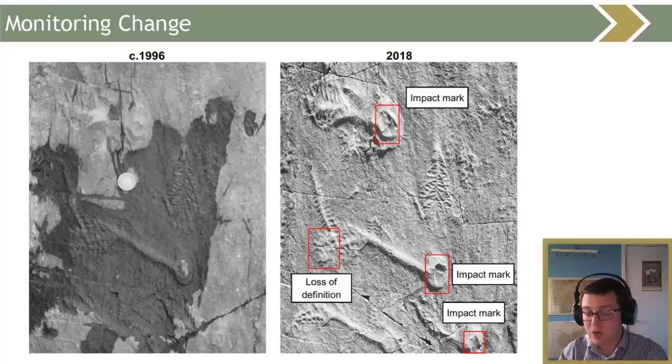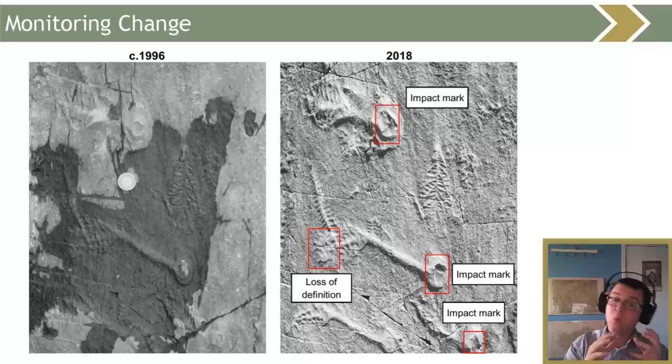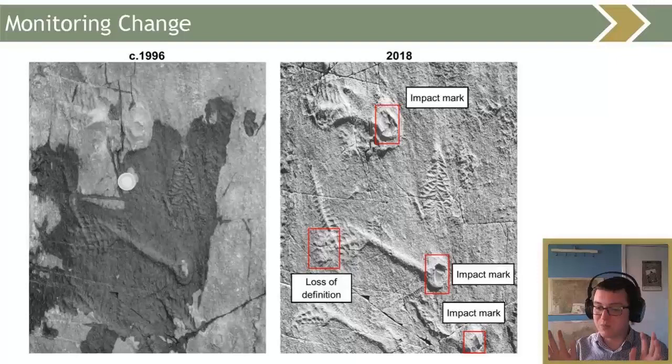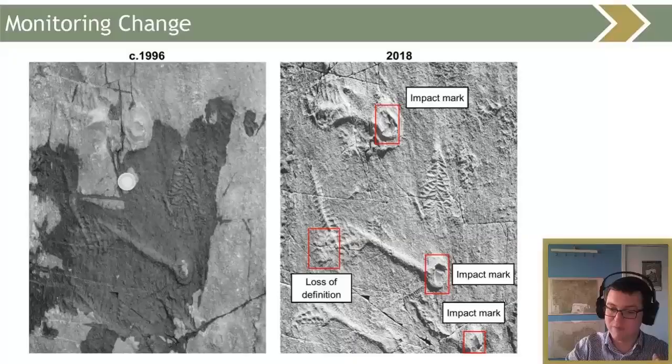We've had impacts happen on some of the fossils. There's been a loss of definition in some places. So we know that this surface is changing and we're losing information and the fossils are being damaged. The question is, what are the processes behind that? And is there anything that we can do about it? It may, of course, transpire that there's absolutely nothing we can do about it, but at least then we will know. But the question has to be posed and we must investigate.